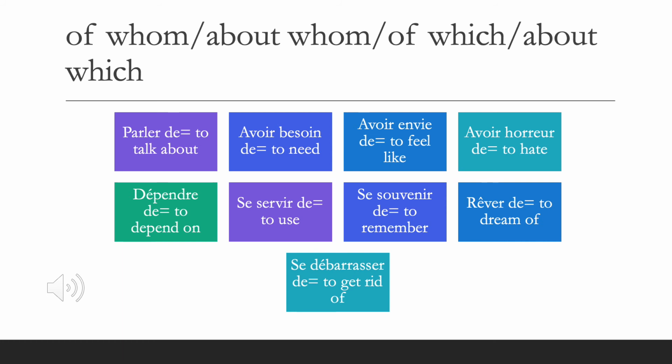Let's have a look at dont when in English it means that or of whom, of which, about which. And this happens when the French adjective or French verb that you're using is followed by de. And I'm giving you a list of the most common verbs that are followed by de here. Have a look at them.